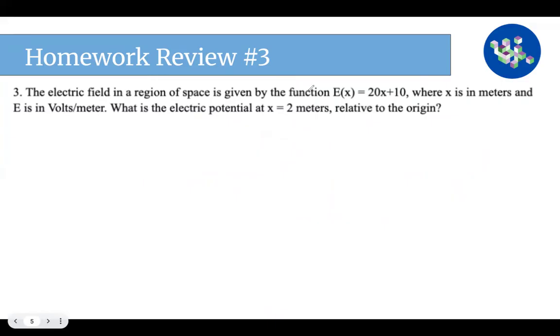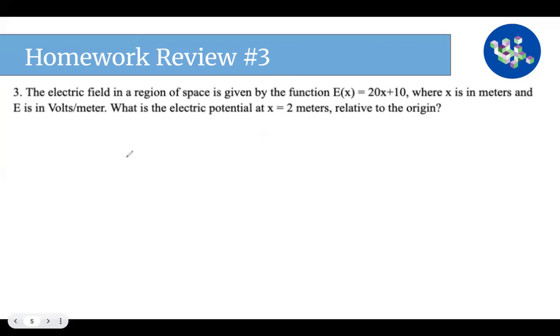The electric field in a region of space is given by the function E(x) equals 20x plus 10, where x is in meters and E is in volts per meter. What is the electric potential at x equals 2 meters relative to the origin?